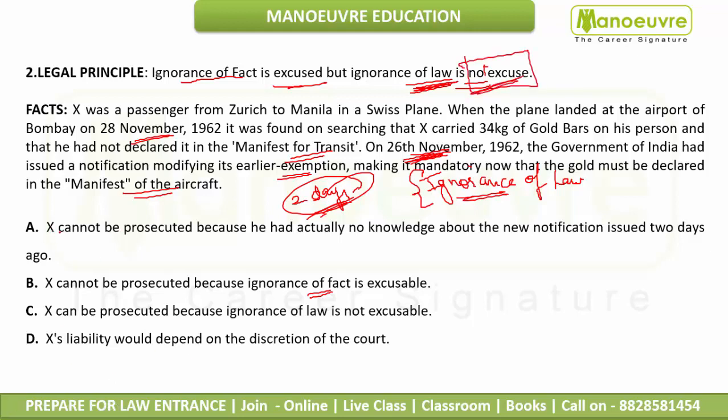Okay, so X cannot be prosecuted will not be my answer. X cannot be prosecuted because ignorance of fact is excusable, but यहाँ पे ignorance of fact है ही नहीं, it is about ignorance of law. Okay, so this is also not my correct answer choice. X can be prosecuted because ignorance of law is not excusable. Looks good to me. I'll mark over here, but I'll read the last one also. X's liability would depend on the discretion of the court. This will also not be my answer.